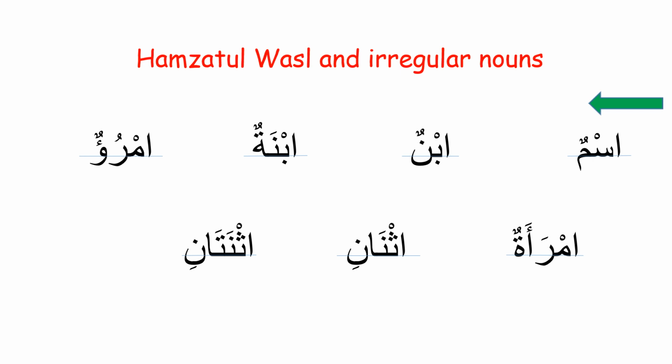اسم، ابن، ابنة، امرؤ، امرأة، اثنان، اثنتان. One more time. Copy after me, please.